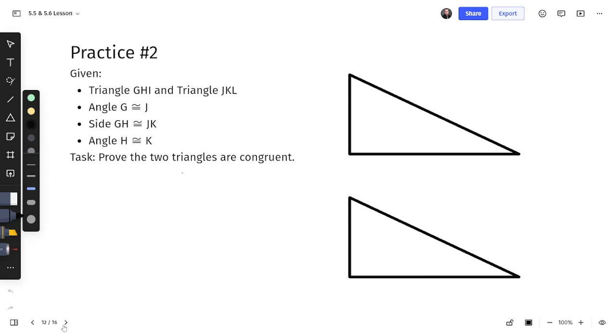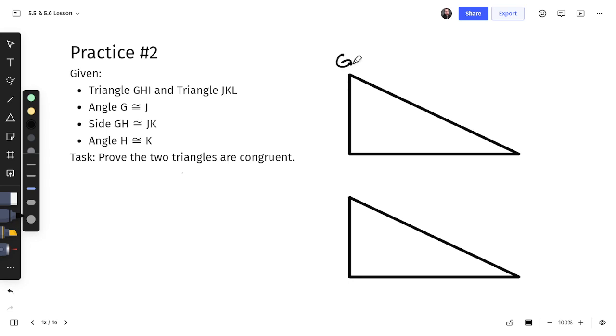On the second practice problem here, we're given that triangle GHI and triangle JKL have the following characteristics: that angle G is congruent to angle J, that side GH is congruent to side JK, and that angle H is congruent to angle K. So again, let's go ahead and label the information we are given. These diagram triangles are really just placeholders. We don't actually know what the triangles look like, whether the angles represented are in any way close to the angles that are present on these triangles, but they're just a placeholder for us to visualize the problem.